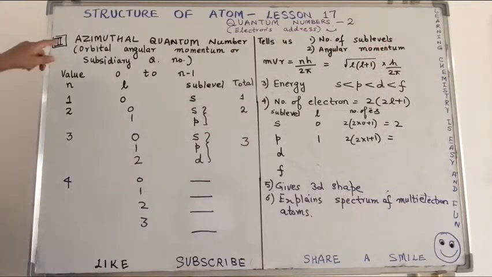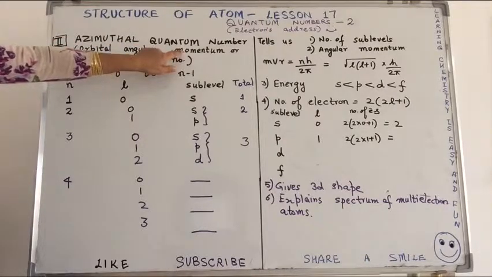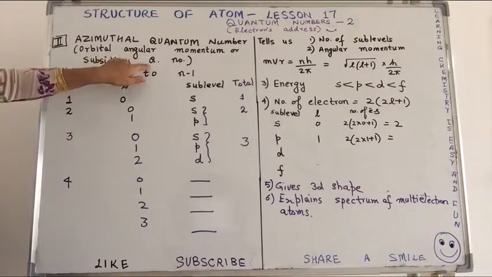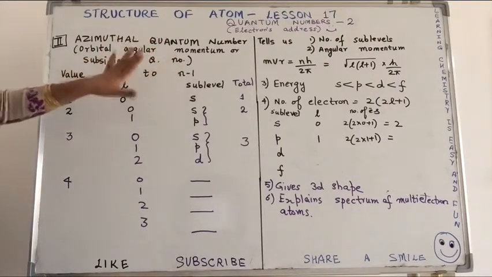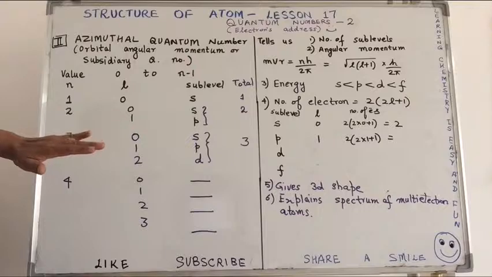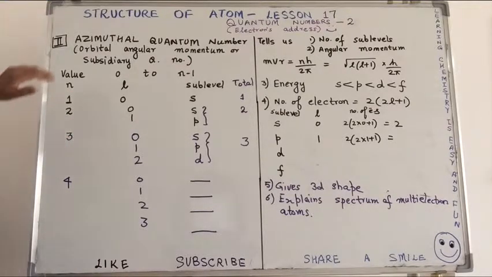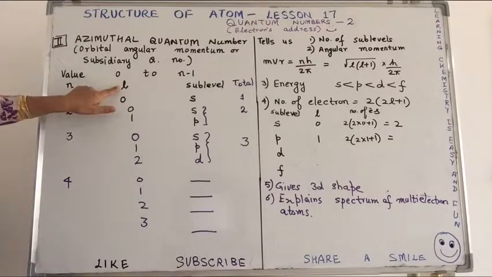Now let us come to the azimuthal quantum number, also called the orbital angular momentum quantum number or the subsidiary quantum number. Now where is this going to lead us? It's going to lead us to the street. The address we said was, the city was Google and the street is, yes, YouTube. So let us see what is the street that we are talking about here. Azimuthal quantum number is denoted by the symbol L.